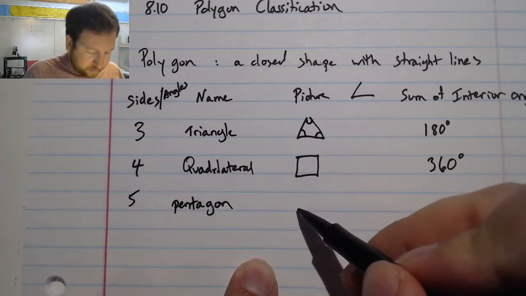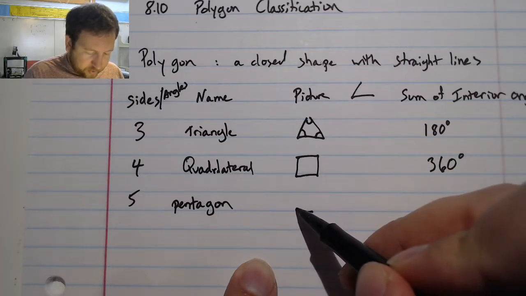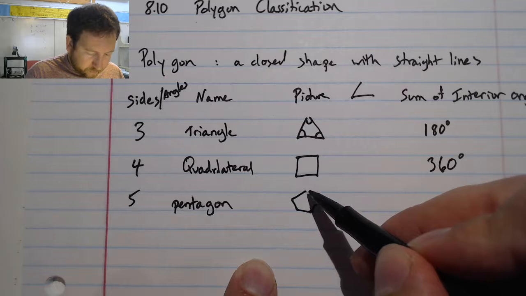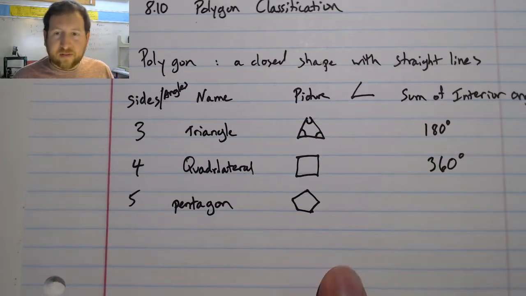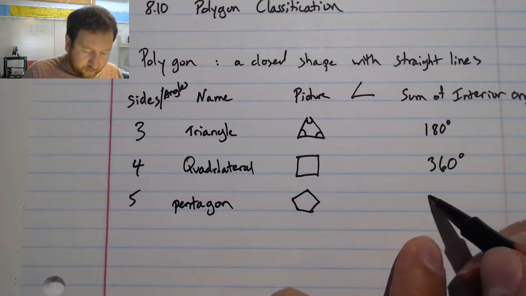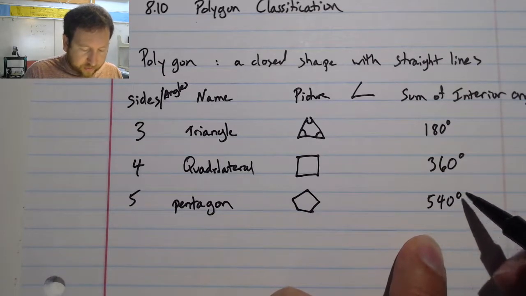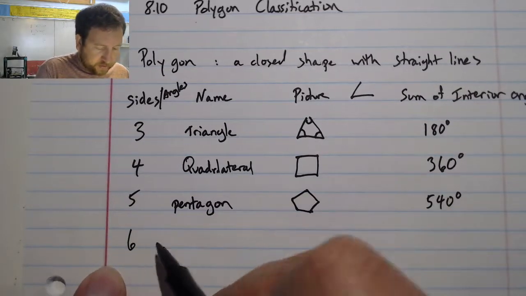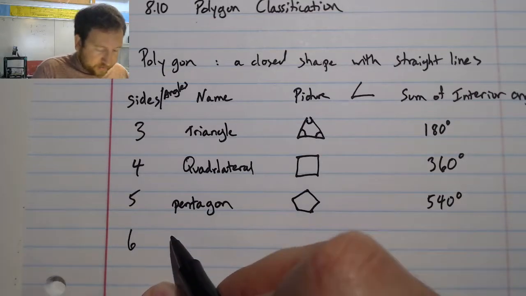My pentagon is flat. Kind of like that. 5 sides. And the sum of our interior angles is 540 degrees. Our 6-sided shape is called a hexagon.